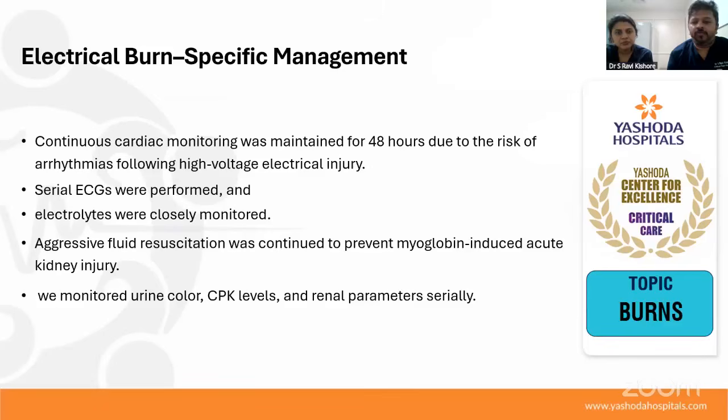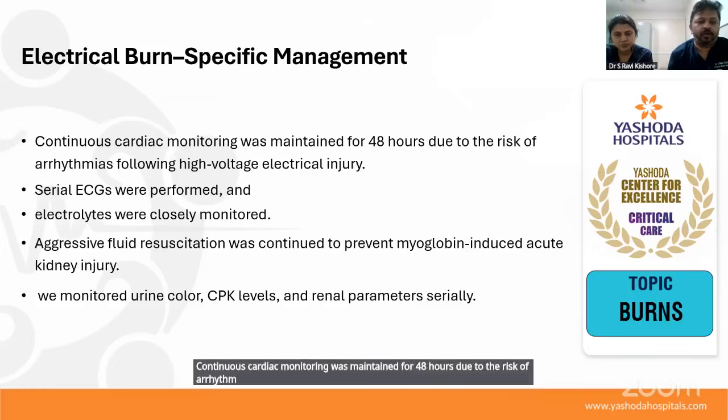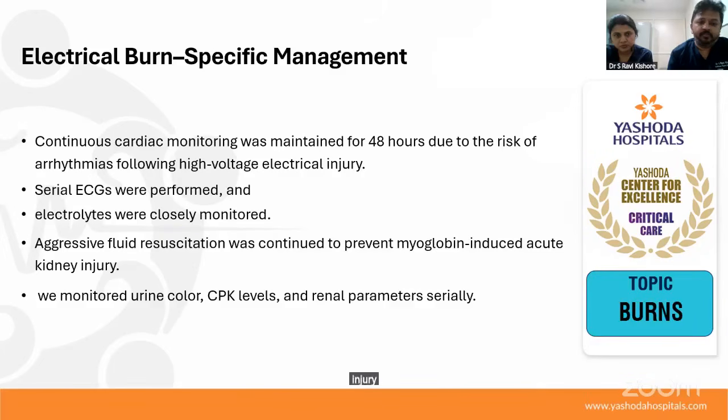Continuous cardiac monitoring was maintained for 48 hours due to the risk of arrhythmias following high voltage electric current injury, and serial ECGs were performed.